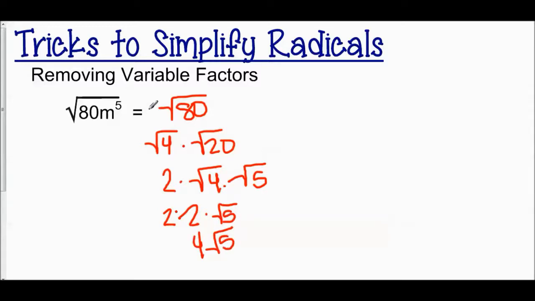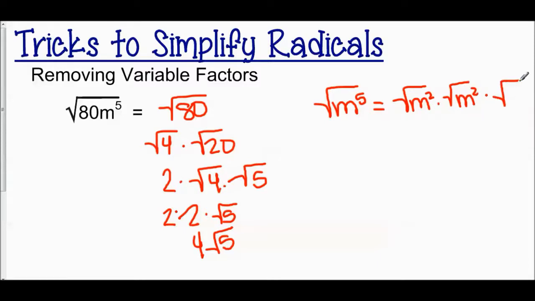Now let's deal with the variable factors. So m to the 5th. Let's bust that up. Think of it as the square root of m squared times the square root of m squared times the square root of m. So what is the square root of m squared? That is m. Square root of m squared is m, times the square root of m. M times m is m squared.